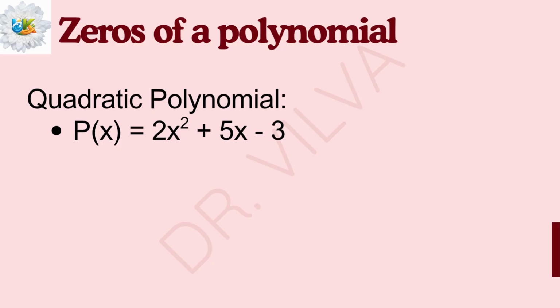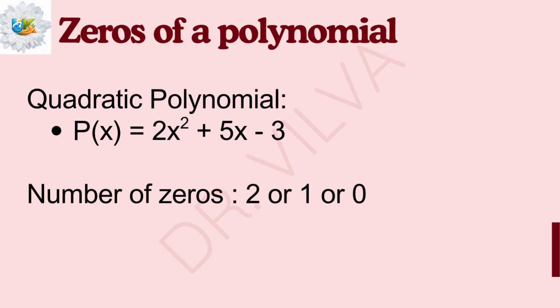Things get even more interesting with quadratic polynomials where the degree is 2. Instead of a straight line, these create a curve often called a parabola. Notice how this curve can cross the x-axis at two different points. Those are our zeros. Depending on the equation, a quadratic can have two zeros, 1 zero, or sometimes no zeros at all if it never touches the x-axis.